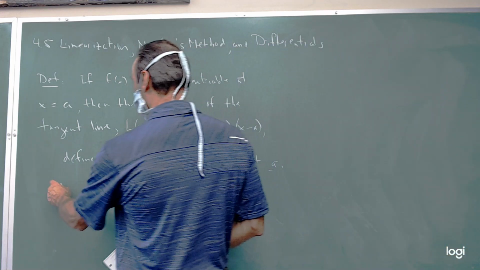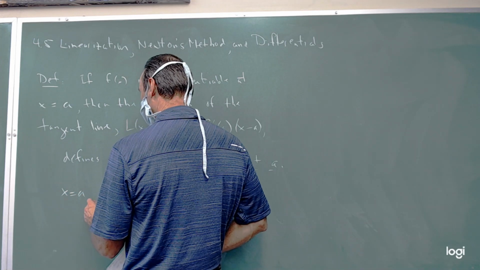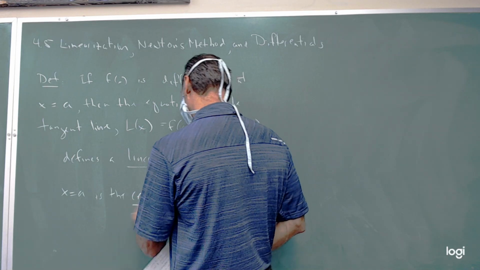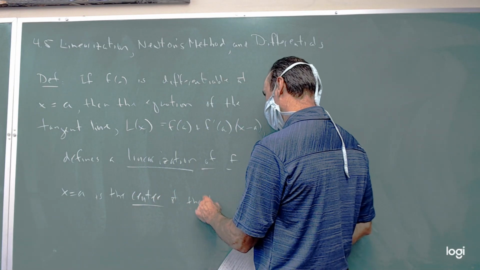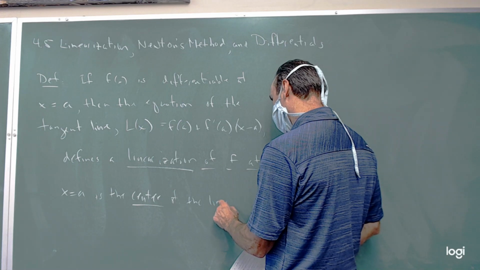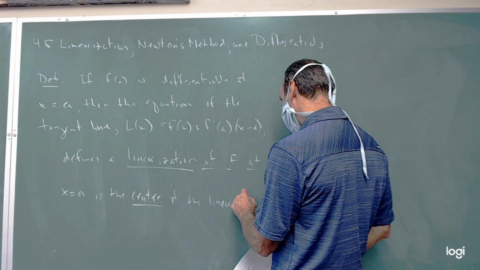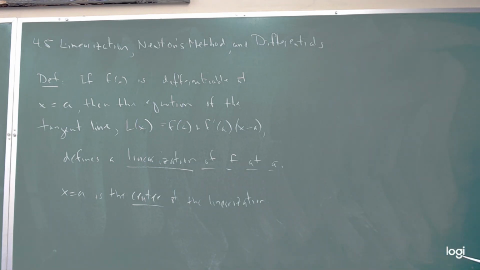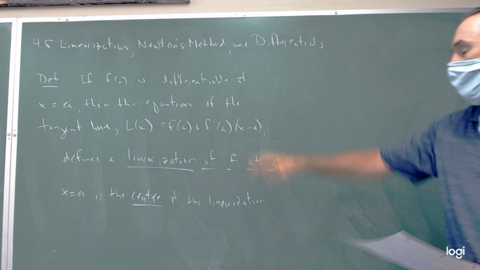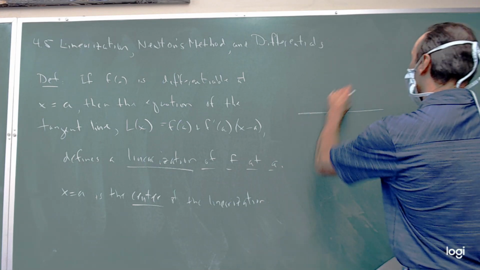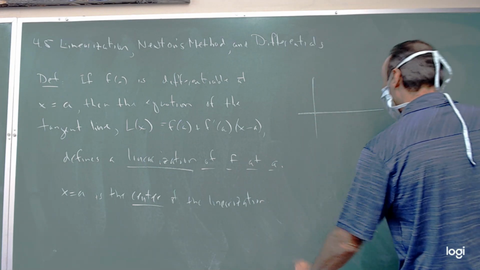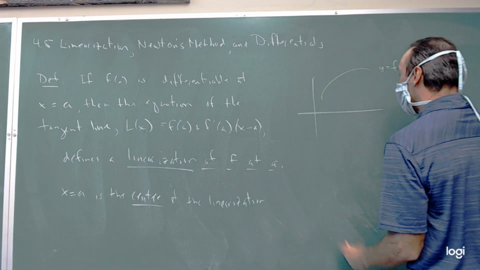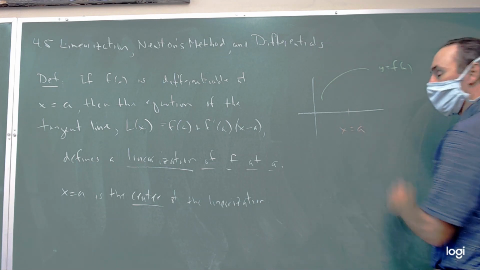You also hear it said, x equals a is the center of the linearization. So sometimes you will hear it said it's centered at x equals a. That just means that's where we're finding the point of tangency, at x equals a. So don't be confused by the notation. Here's our curve, our f of x, and we are looking for a tangent line at x equals a.